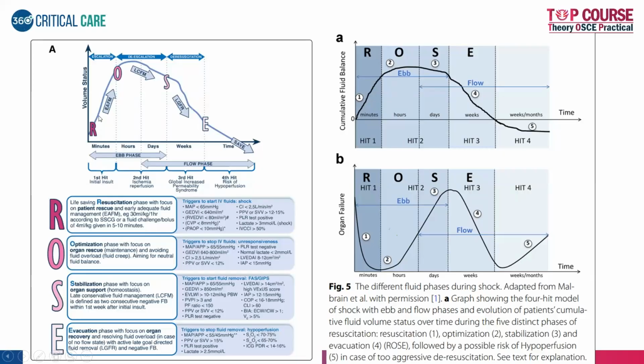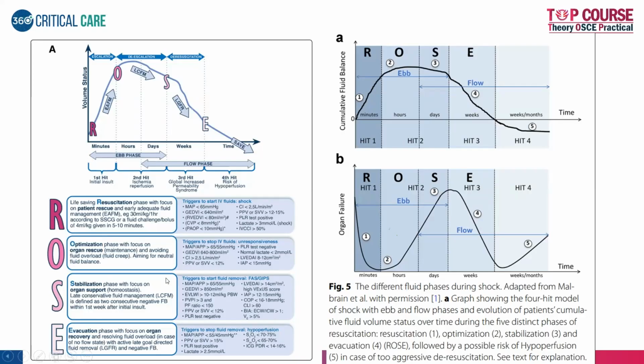X-axis is time, y-axis is volume status. Initially, in resuscitation, be liberal, you can give 30 ml per kg, followed by 4 ml per kg every 5 to 10 minutes. Early adequate fluid management. In the optimization phase, you have to maintain the targets. There should not be any fluid responsiveness that is seen. I mean, there should be optimization of fluid targets. So your PLR should be negative and lactate should be normal in optimization.